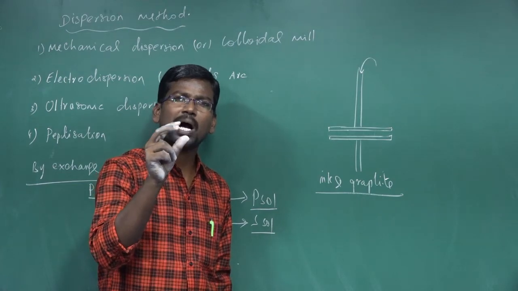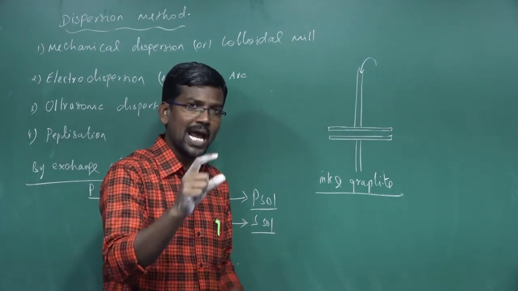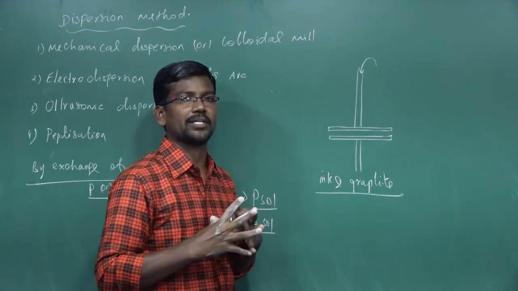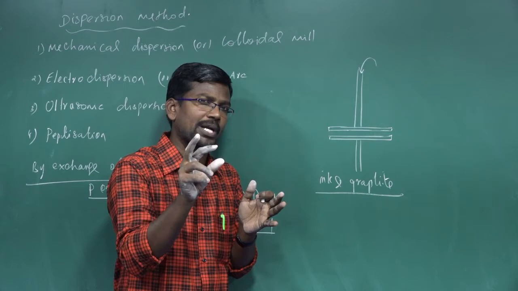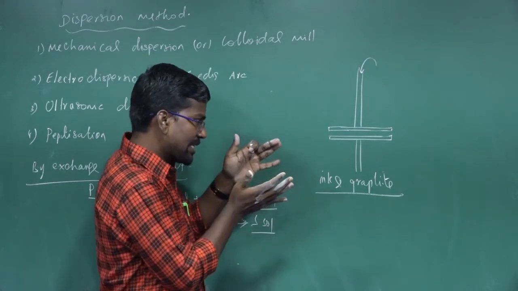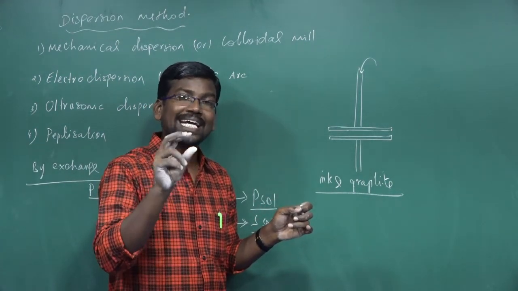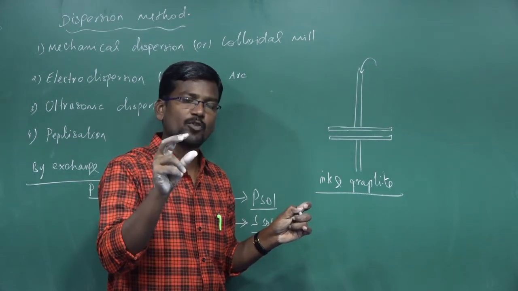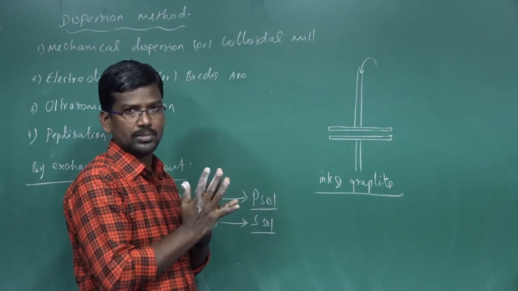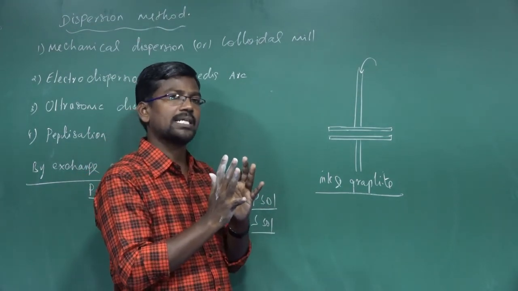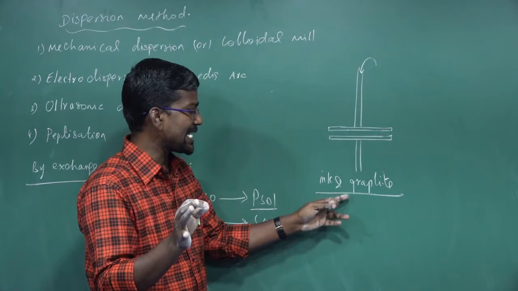The required size of the colloidal particles can be prepared by adjusting the distance between the two steel plates. If the distance between the plates is very small, a small size of colloidal particle is obtained. If the distance is larger, a larger size of colloidal particle is obtained. So the colloidal mill is otherwise called mechanical dispersion. Mechanical dispersion is used for the preparation of colloidal ink and colloidal graphite.